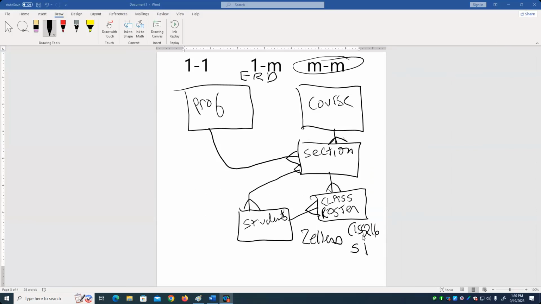Course would have the title of the course, the code for the course. Now, section is interesting because that's going to have a section ID in it. It's also going to have a course ID, and it's going to have a professor ID. Those are known as foreign keys. So the professor ID would be stored in this table to point to the person that is the professor for that course.